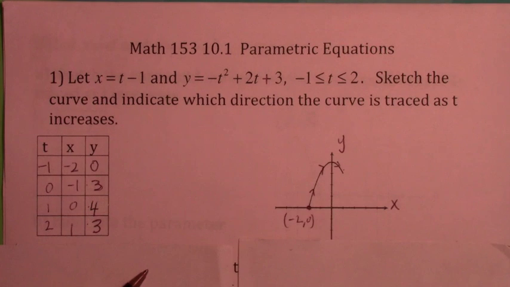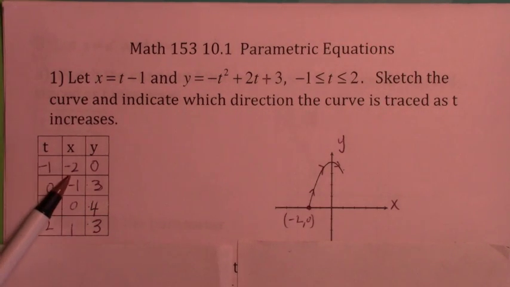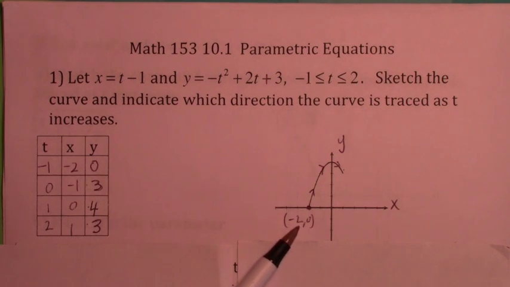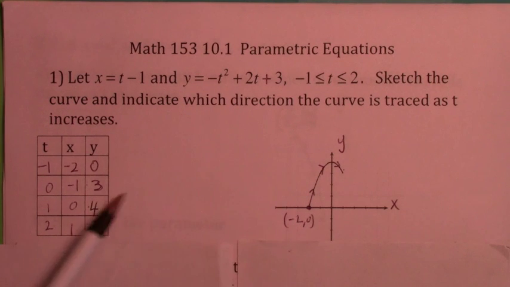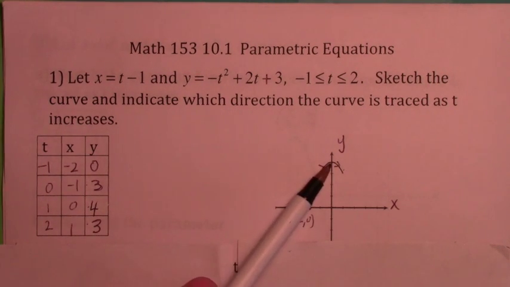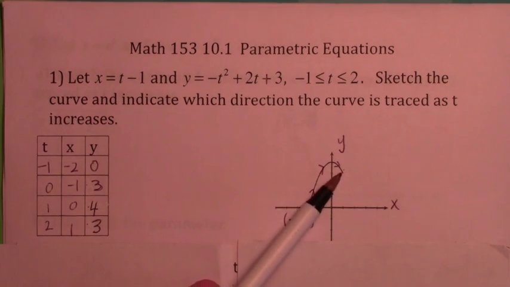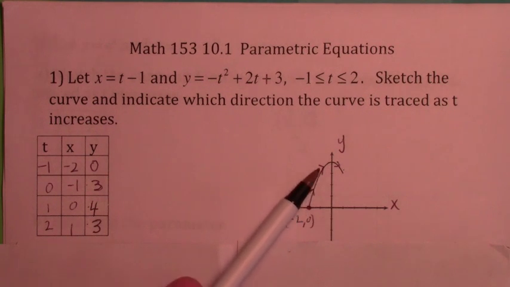So for example, at t equals negative 1, you start off at the point negative 2, 0. Remember, this is x and y. At t equals 0, you're at the point negative 1, 3. At t equals 1, you're at the point 0, 4. And at t equals 2, you're at the point 1, 3. So the curve is traversed from left to right in this case.